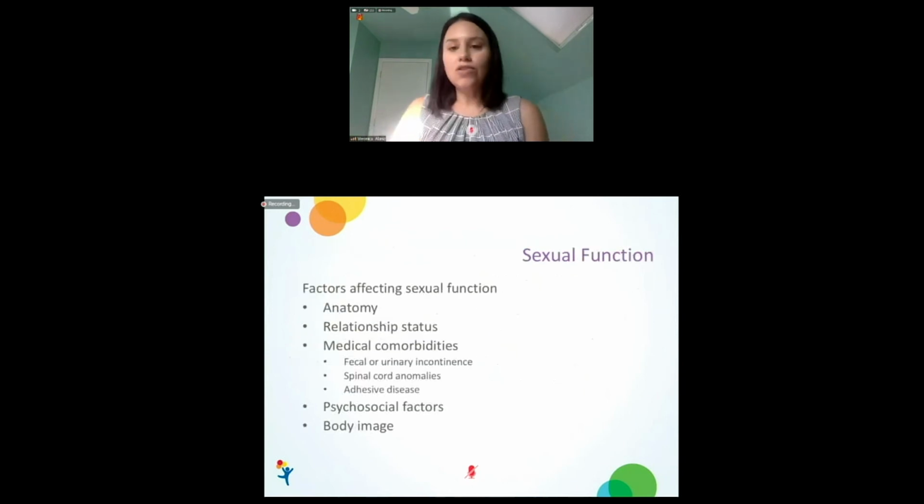So sexual function is complex and really dependent on many factors: a woman's anatomy, relationship status, other medical comorbidities, so fecal and urinary incontinence, spinal cord anomalies, adhesive disease. These can all affect sexual function, and of course, psychosocial factors as well.